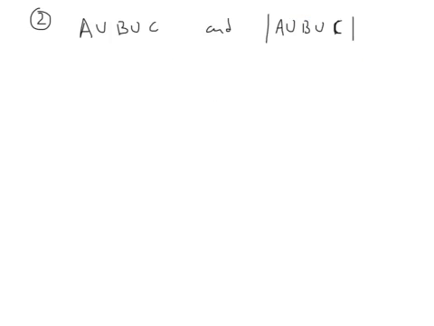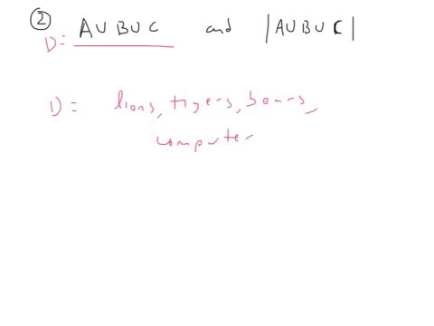Okay, the next one is find A union B union C. So we know that we're just looking for all of the things that they share. So A union B union C, let's call this set D. So our new set D is going to be lions, tigers, bears, and computers. So now we're into set B, water bottles, apples. Now we're into set C, math. We already have tigers and bears, and pizza.